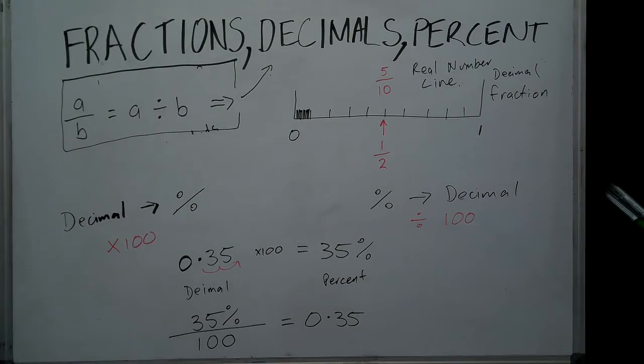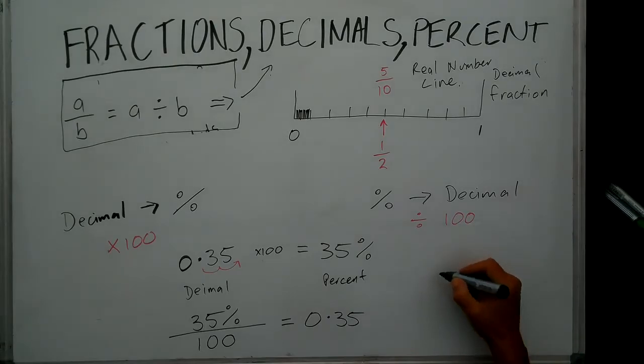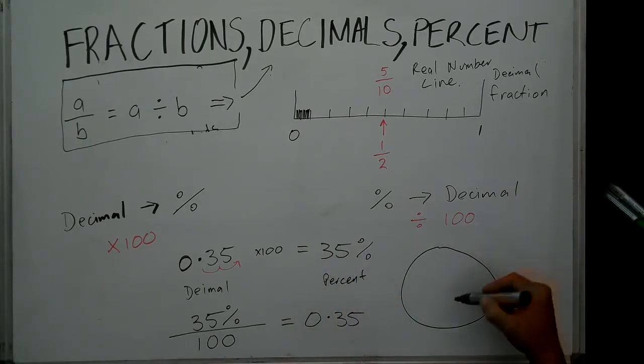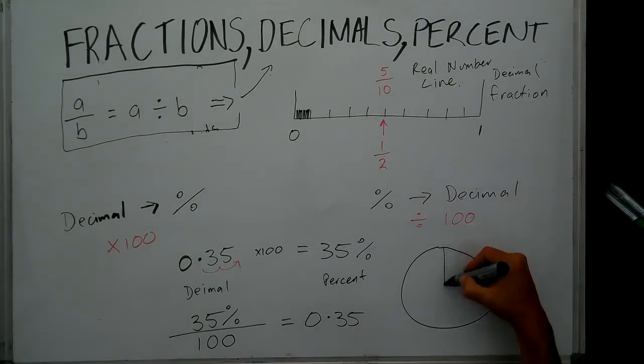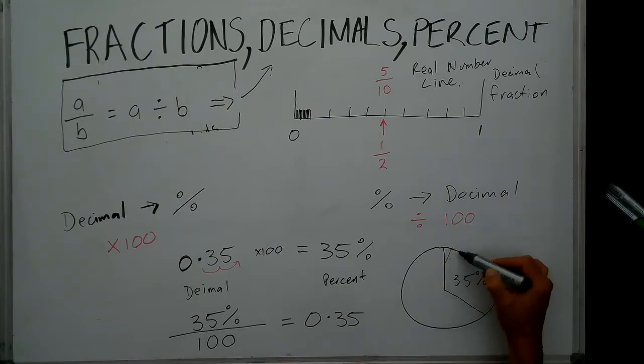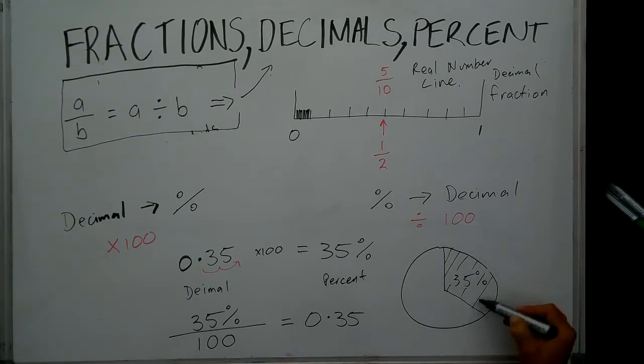Okay, so now with percents we can sort of talk about proportions of things. So let's try pizza again. 35% would mean if we cut our pizza into 100 pieces, quite small pieces, we'd end up with, let's just say that, 35%. We have that bit, which is a little bit more than a third.